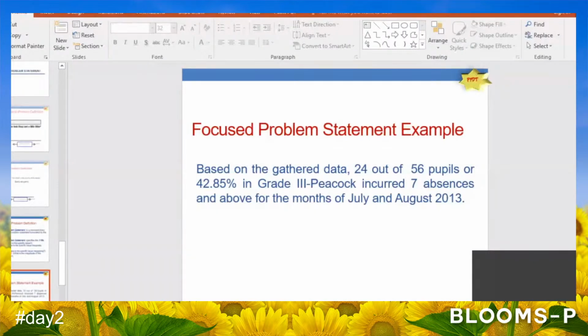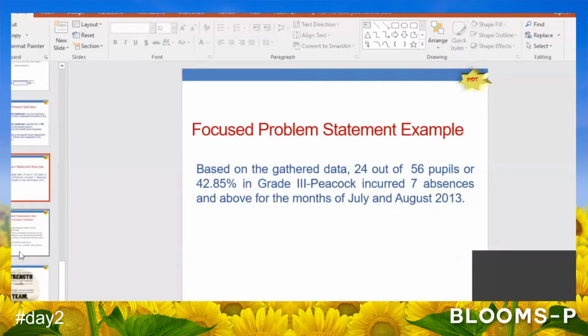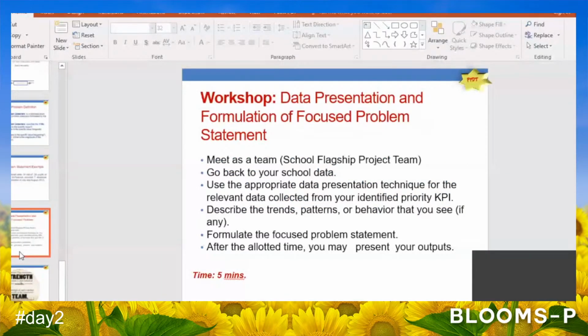Now, my dear friends, this is what we are going to do. I know that you are in your schools. We said we are 5 in a team, so now you are sitting as a team. So let us go back to our school data and our KPIs.